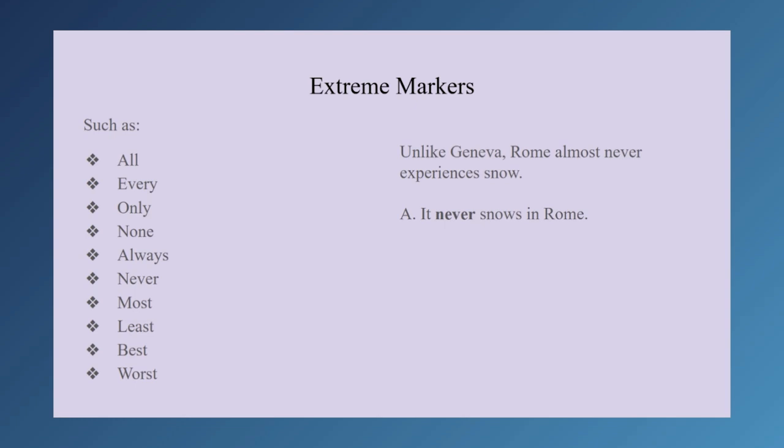These are very good to notice because reading comp passages often ask us to match the correct level of answer to the passage. So this answer is more extreme than the passage and it cannot be correct. As compared to, it sometimes snows in Rome. Well, yes, if it almost never snows in Rome, then sometimes it is snowing.